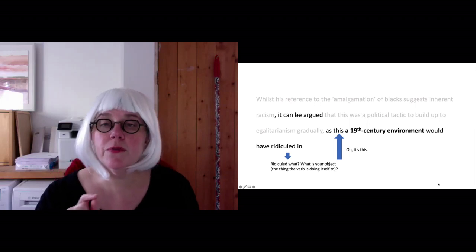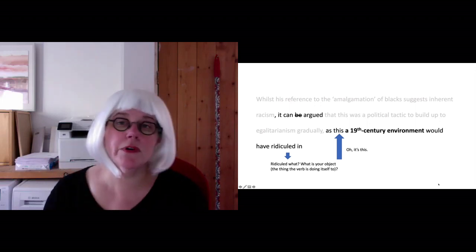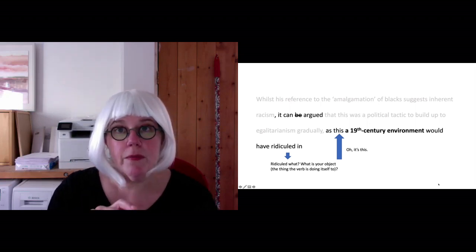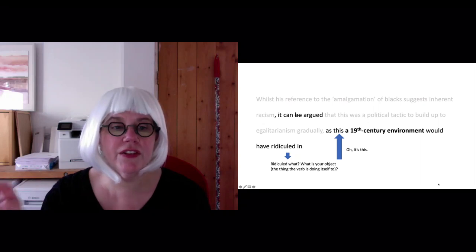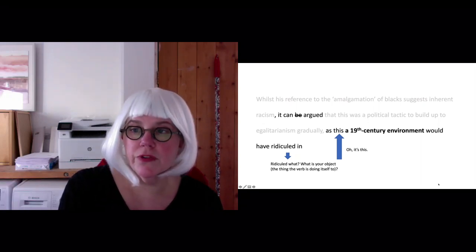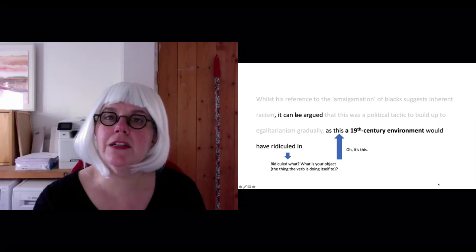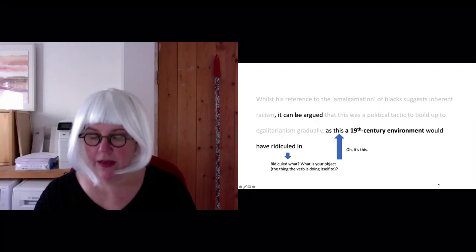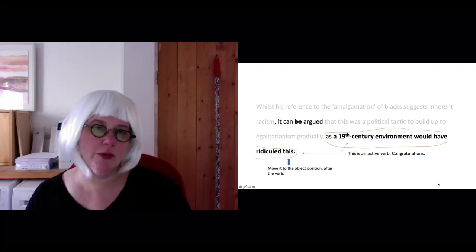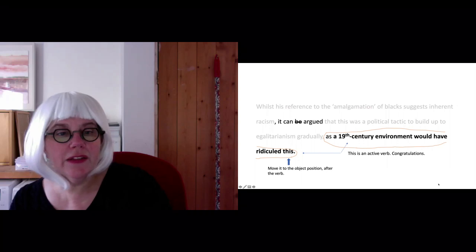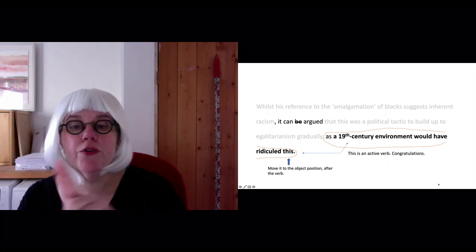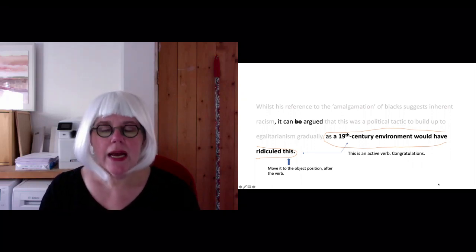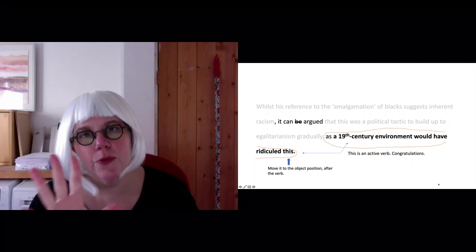If you do not remember the difference between a subject and an object, go back to the parts of speech and parts of a sentence and have a review. Okay. However, if you do remember, you'll see that a 19th century environment would have ridiculed the political tactic to build up to egalitarianism gradually, or this. Okay, that being the case, put that in the object position. A 19th century environment would have ridiculed this. Congratulations, you now have an active verb construction. And yes, we'll get to the fact that you feel like it took you an hour to get there.